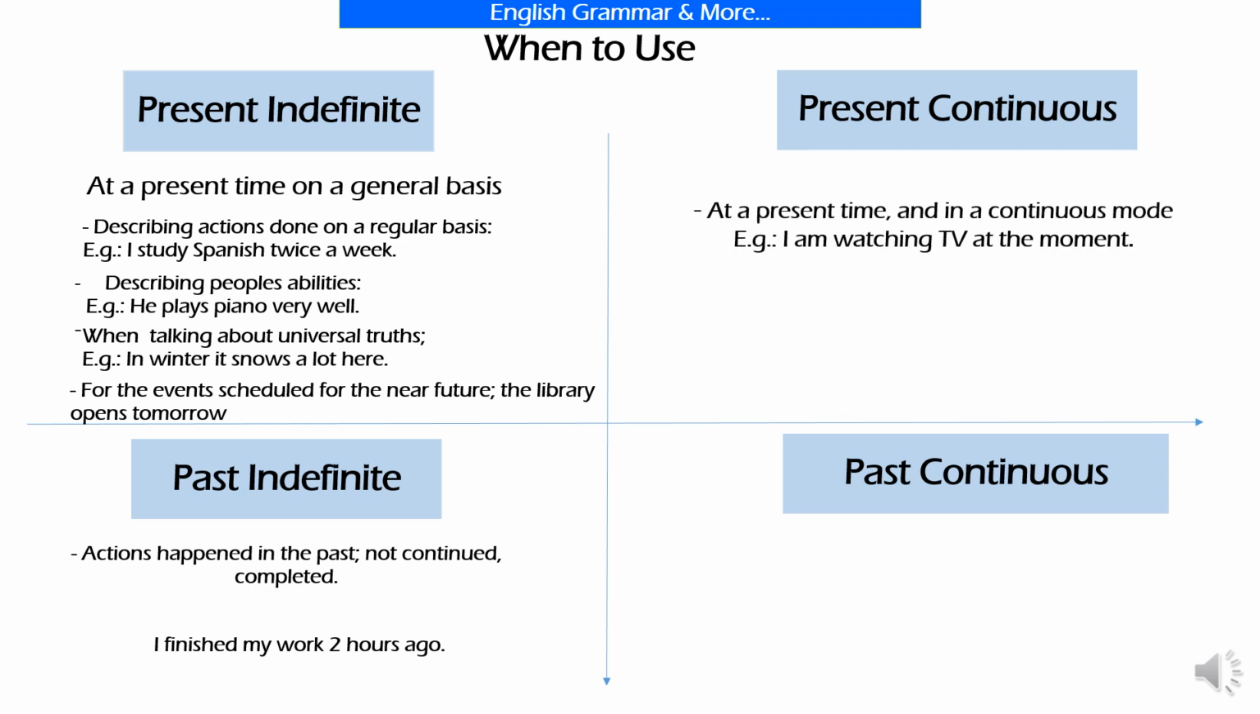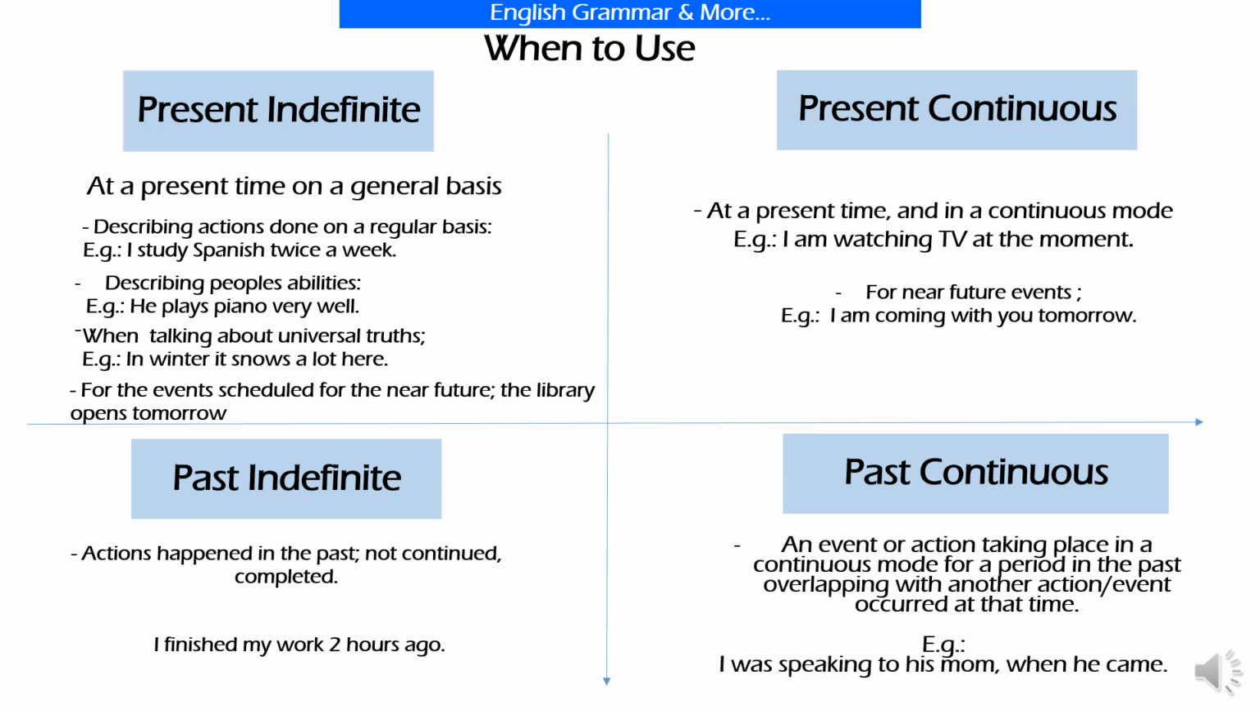We use the present continuous tense form for an event or action that's taking place at the present moment as we are speaking. For example, I am watching TV at the moment. We can also use the present continuous tense form for an event or action that's going to take place in the near future. For example, I'm coming with you tomorrow. Lastly, we use the past continuous tense form for an event or action taking place in a continuous mode for a period in the past, and that may overlap with another action or event that happened at that time.